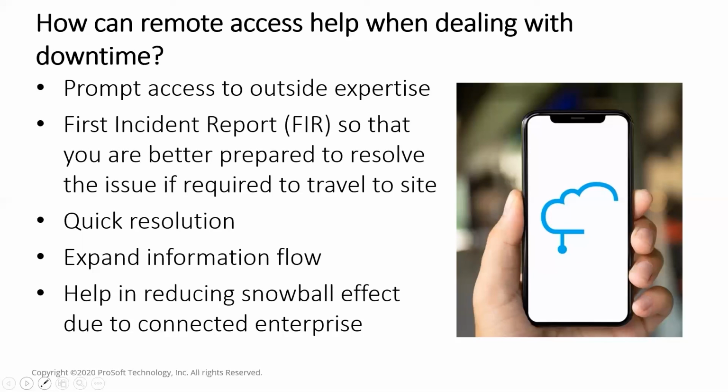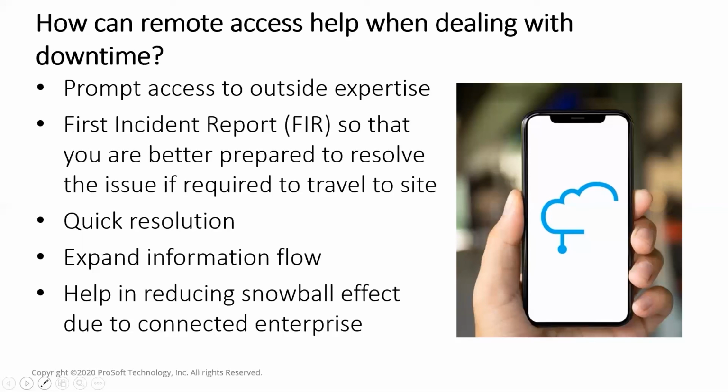Think about the quick resolution, what it could do. Like I said, potentially the problem being very simple, then you could quickly resolve the issue. Another good benefit of remote access when dealing with downtime is the expanded information flow. The first point where we talked about prompt access to outside technical expertise. Imagine having access to more than one expertise. So if you've got an issue and you're not sure whether it's just a machine, whether it's a drive, imagine having access to more than one expert or more than one person being able to connect to help you resolve that problem and reduce your downtime.